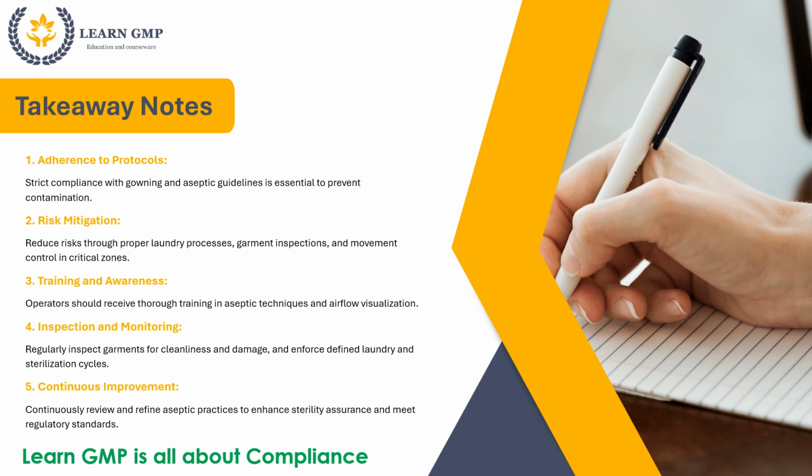3. Training and awareness. Operators should receive thorough training in aseptic techniques and airflow visualization. 4. Inspection and monitoring. Regularly inspect garments for cleanliness and damage, and enforce defined laundry and sterilization cycles. 5. Continuous improvement. Continuously review and refine aseptic practices to enhance sterility assurance and meet regulatory standards.